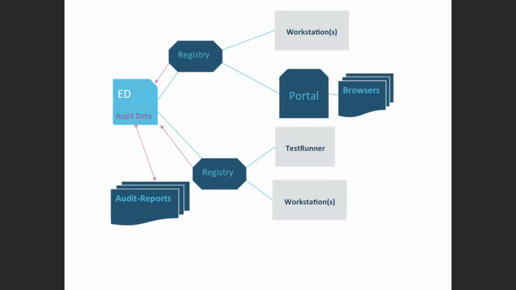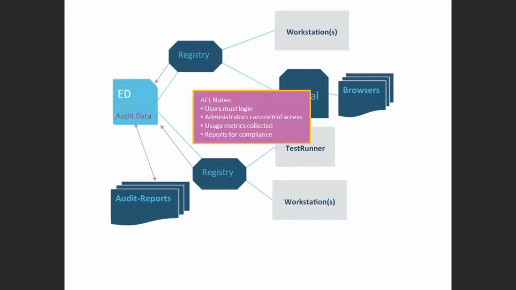The registry components can be installed and get licensed when they connect to the Enterprise Dashboard. Other components need no licensing. They connect to a registry, but the registry has to be activated by the Enterprise Dashboard. An Enterprise Dashboard can have multiple registries attached to it.